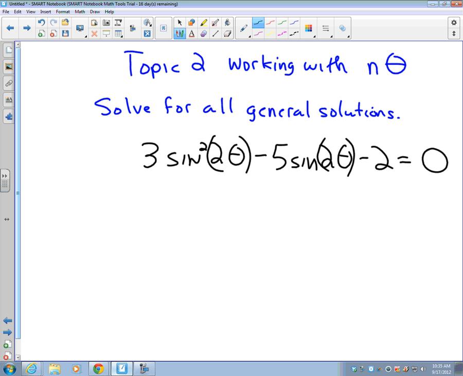So you see what's different here is they had the 2 theta in there, right? So there's a number in front of the theta. There's a couple of questions like that today. Now here's your strategy. If you can remember this.